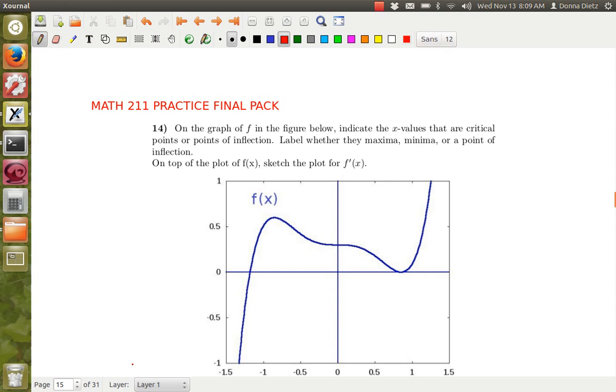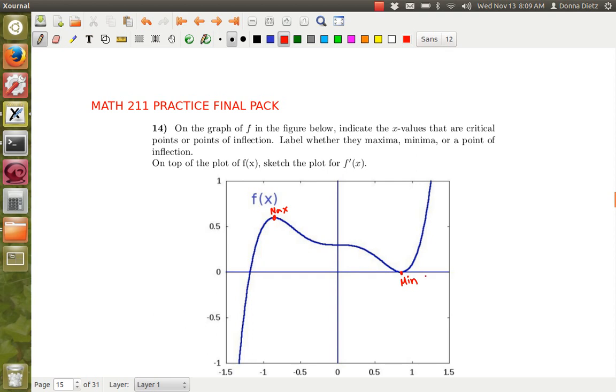On the graph of f in the figure below, indicate the x values that are critical points or points of inflection. Label whether they're max, mins, or point of inflection, and on top of that, then graph f prime, and then it asks the next grid below, it says plot the second derivative. So first, let's just look. This has got to be a max. That's really easy. This has got to be a min. Okay, people very rarely miss that part of the question.